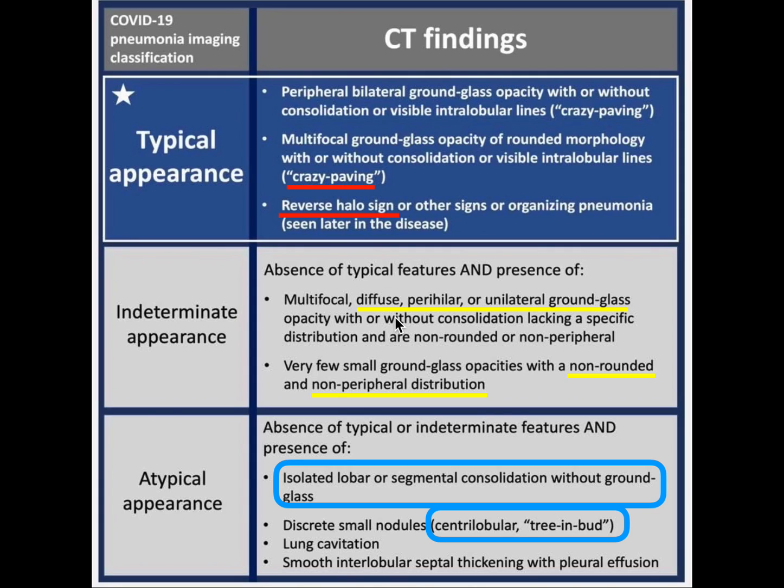And when you have ground glass opacities which are diffuse perihilar or unilateral, or which are not at all in the periphery, then it is an indeterminate appearance. We cannot rule out COVID-19, but it might be COVID-19. And a few atypical appearances could be isolated lobar or segmental focal consolidation, or presence of centrilobular or tree in bud appearance. This is very rare and very atypical to give a call to COVID-19. So these are the three classification findings of CT on chest for COVID-19.